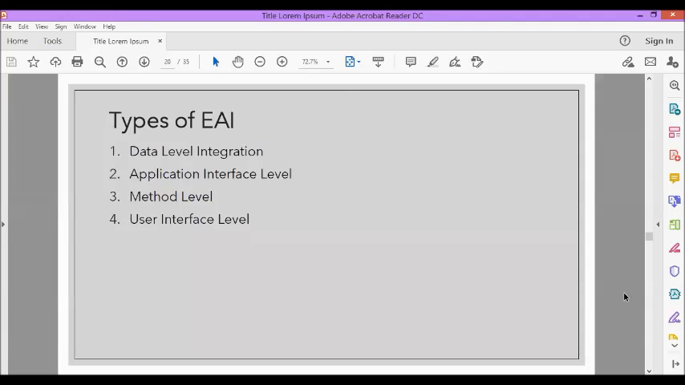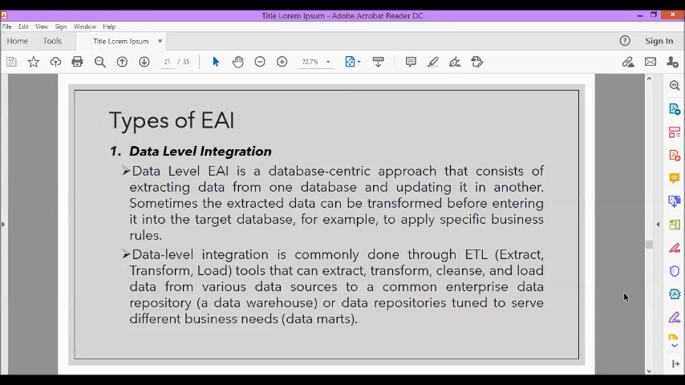So EAI can be done at different levels depending on many factors including company size and industry, integration and/or project complexity and budget. So there are four main integration levels: the data level integration, application interface level, the method level, and the user interface level. So let's define and discuss the advantages and drawbacks of each level. So the first one is data level integration.